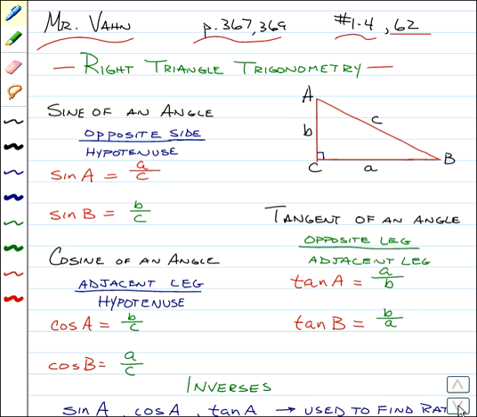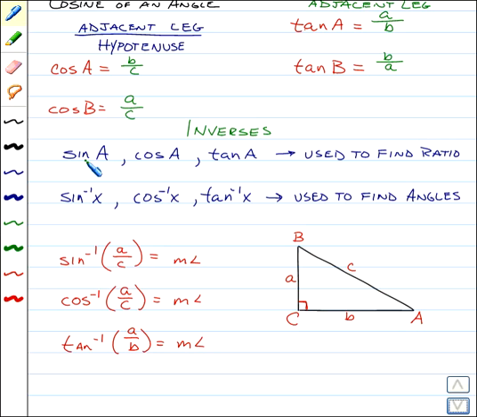Now what about inverses? We use sine, cosine, and tangent to find a ratio, but we use the inverses to find an angle measure. Here's what we're talking about. Let's take the inverse sine of a over c. Remember, sine is opposite over hypotenuse, right? So what's opposite from small letter a is angle A. So the inverse sine of a over c will be the measure of angle A.